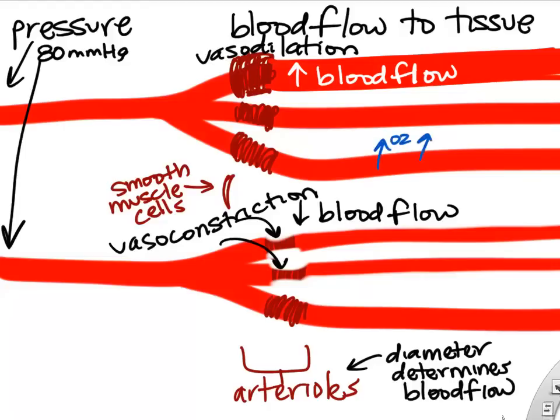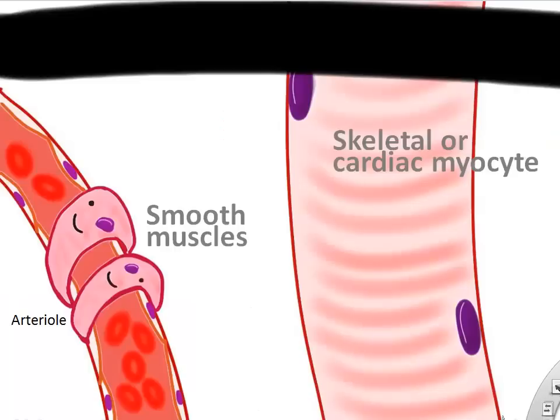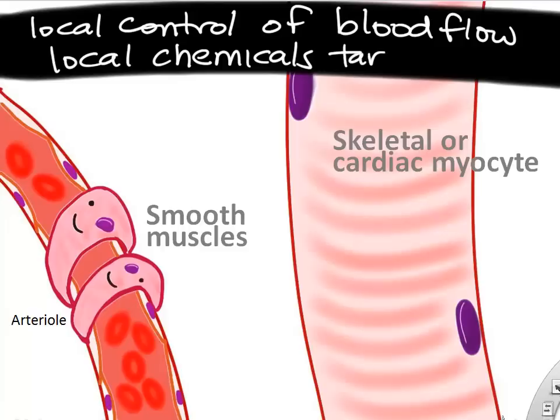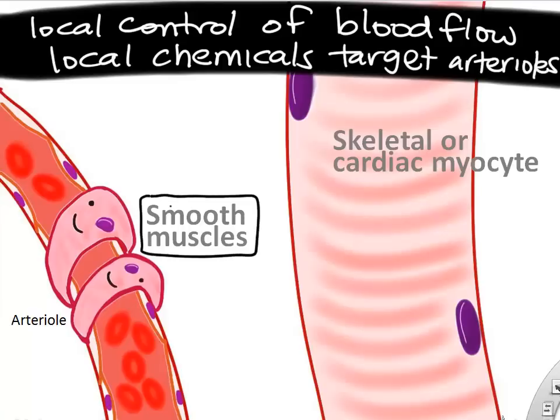So remember, the diameter of our arterioles determines the blood flow downstream, which then determines nutrient delivery and how much blood flow goes to your organs. So local control depends on chemicals, and a lot of these chemicals are produced by our active skeletal muscle or active tissue cells. So let's look at some examples.